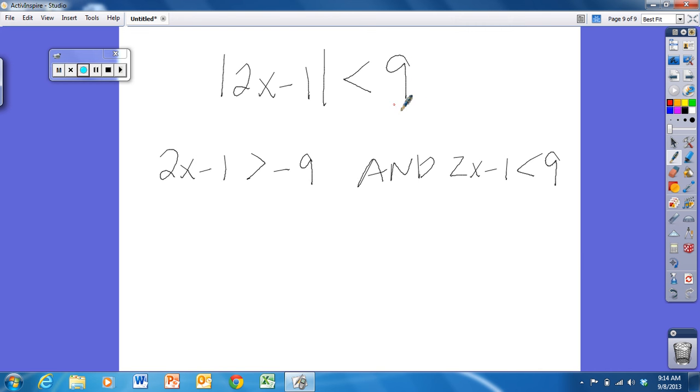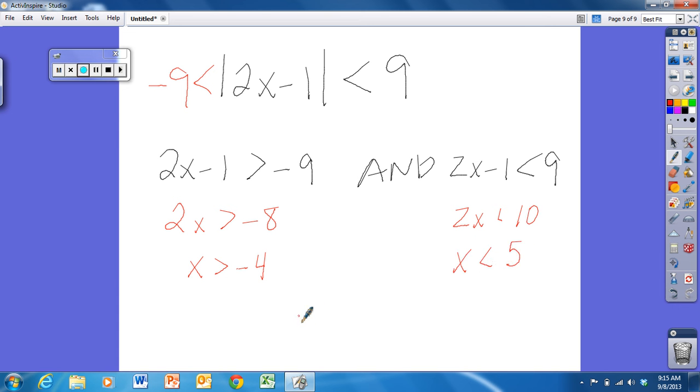Some people like to just do this. Say if I know it has to be in between 9 and negative 9, I'm just going to go like this and solve it that way. That's fine, but I'd rather see two inequalities solved separately. So here we're going to add 1, so 2x is greater than negative 8, and divide by 2, so x is greater than negative 4. Add 1, so 2x is less than 10. Divide by 2, x is less than 5.